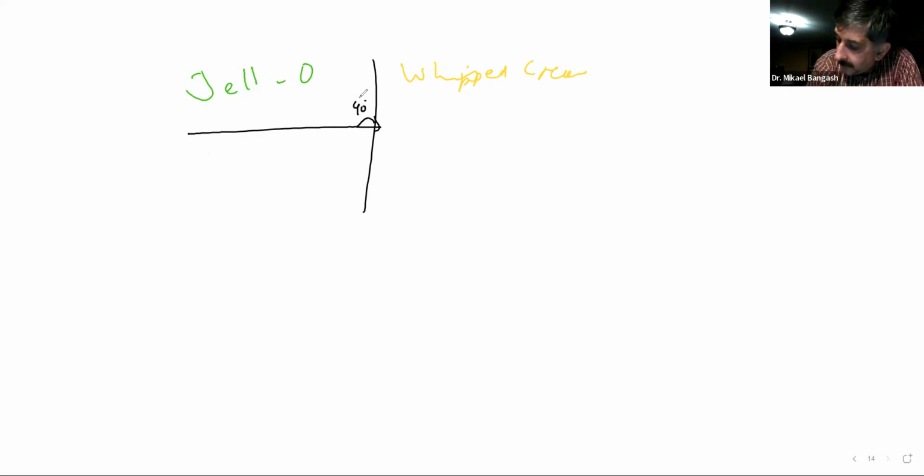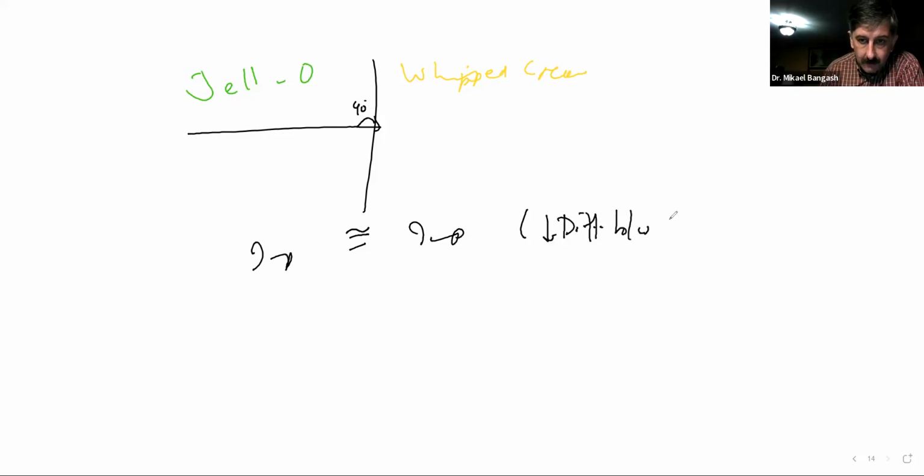The impedance of Jello and whipped cream are nearly identical. Not exactly identical, but nearly identical. So there's going to be a low difference between the impedances here.